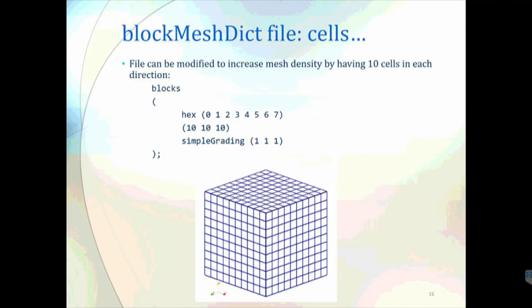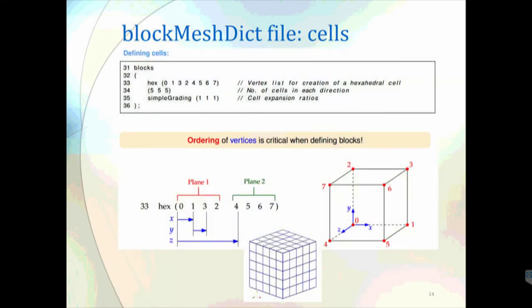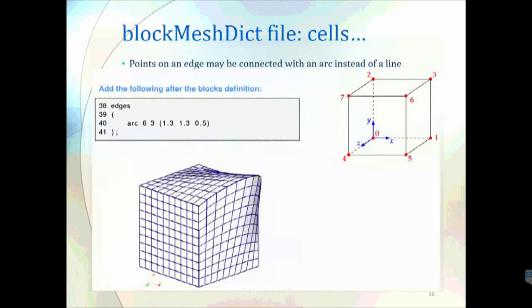This is another example. What's the difference between this example and the last one? Over here we had 5 cells in each direction. Now we have 10 cells in each direction.